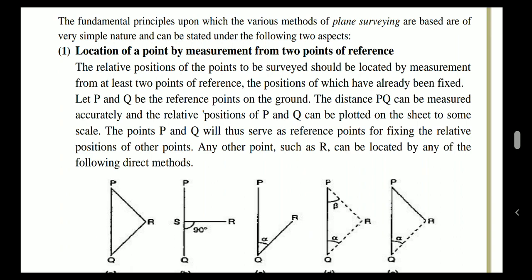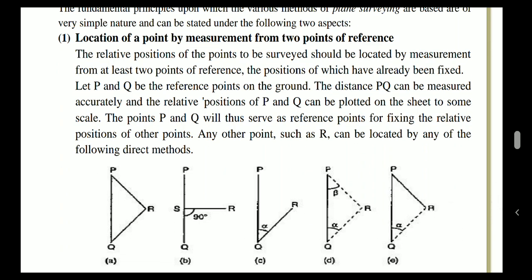I will come to the first principle, that is location of a point by measurement from two points of reference. Here you can see, the relative position of the point to be surveyed should be located by measurement from at least two points of reference, the positions of which have already been fixed. For example, we have to plot a triangle on a sheet of paper. So we can go to the ground and plot a reference line, that is P and Q. Then we have to establish our third point, that is R.